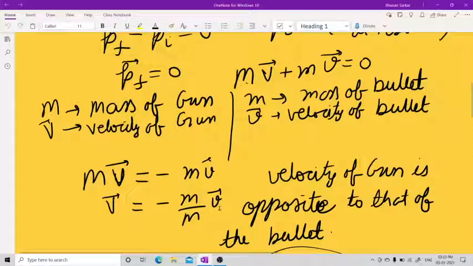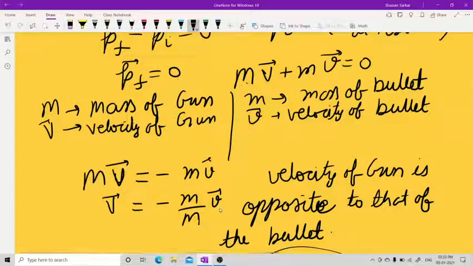This is m by M times v. The velocity of the gun is opposite to that of the bullet because of this minus sign.